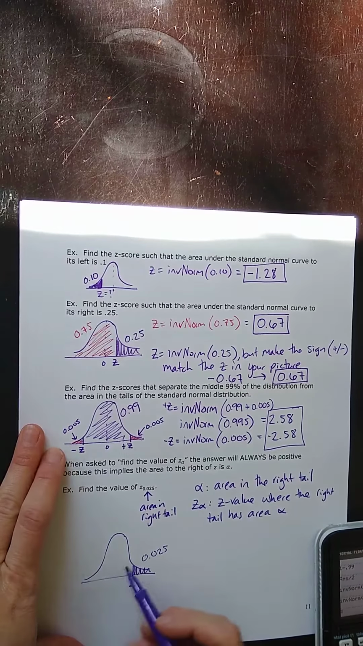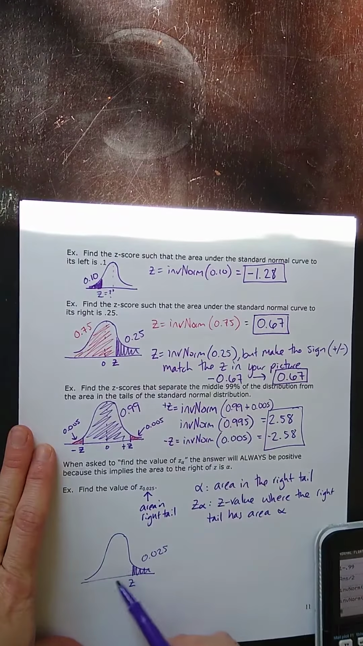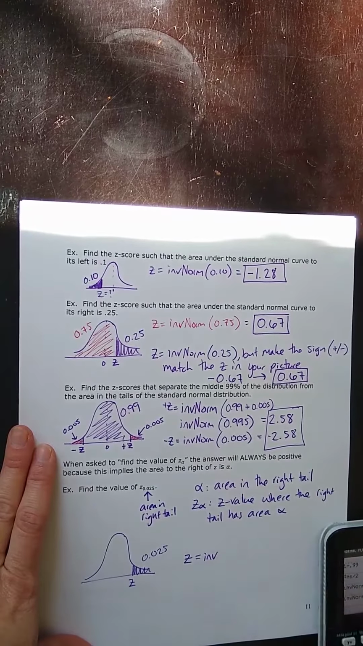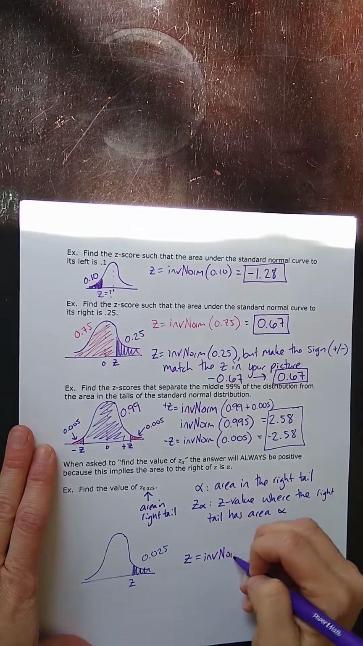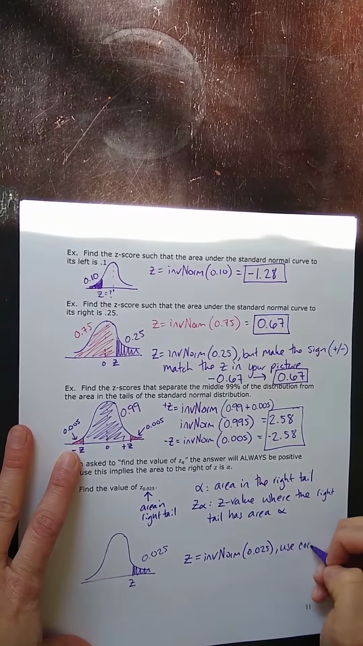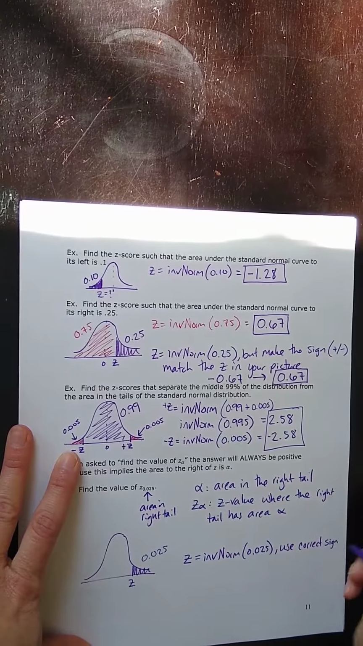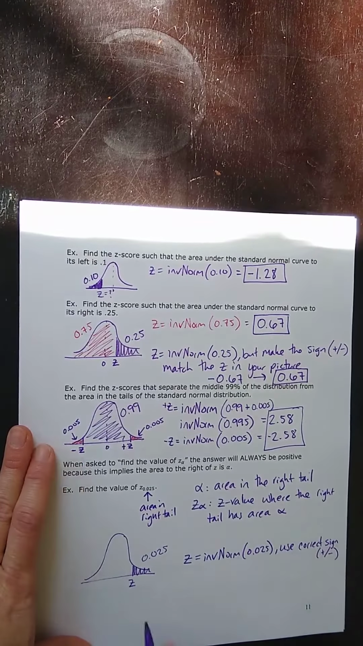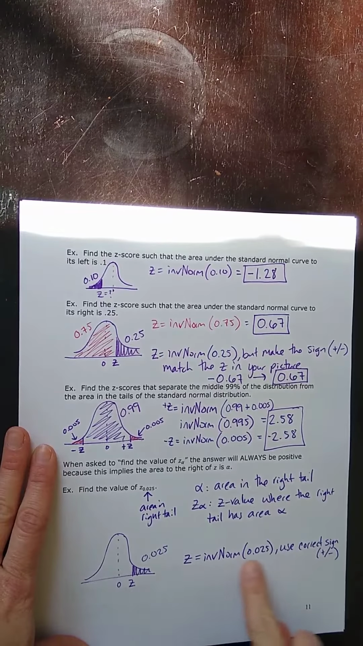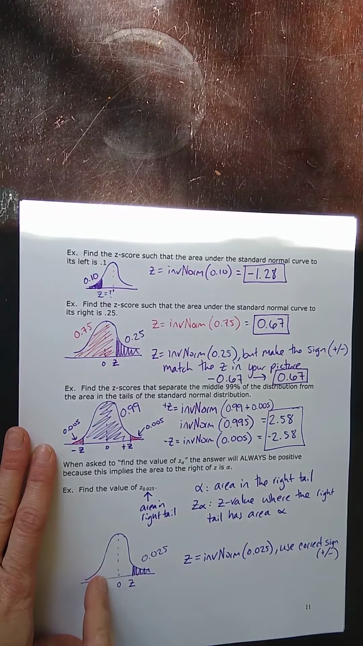So if you wanted, you could find, like we did up here in the second one, how much space is over here. But I'm already lazy. So I'm going to say it's inverse norm of 0.025, but I'm making a note to myself to use the correct sign, plus or minus. So from my picture, I should be able to tell that z needs to be a positive number. When I input this into the calculator, it's going to give me the negative one, but it's going to be symmetric. It's going to be the one over there. So the value is going to be correct, but I just need to use the correct sign.